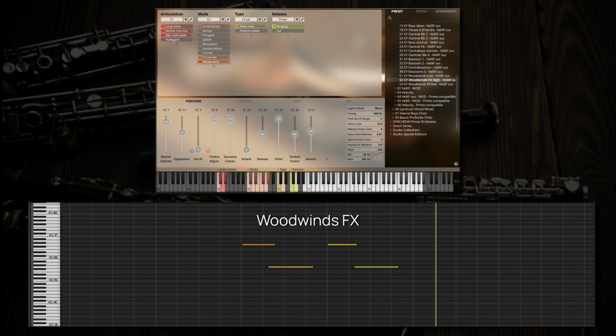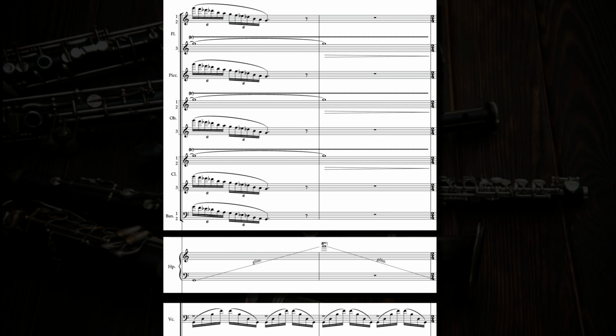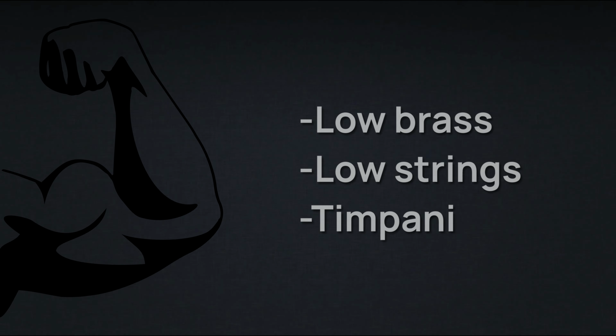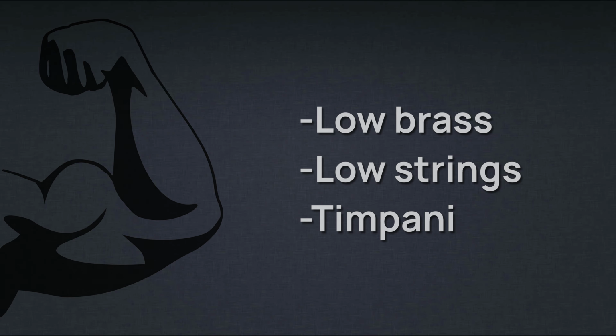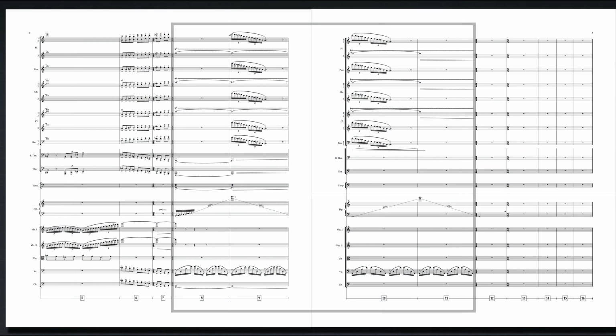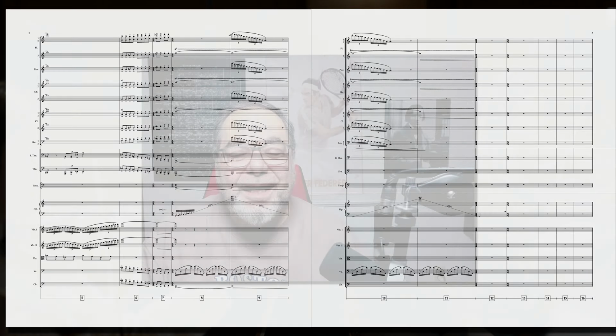And now, woodwinds, cellos, and harp all combined. To give this passage more weight, we'll bring in the low end. Low brass, low strings, and a timpani roll that instantly adds a more majestic character. Bringing all these elements together allowed me to shape the atmosphere I was aiming for in this passage.